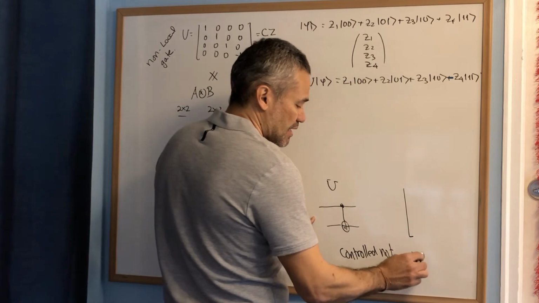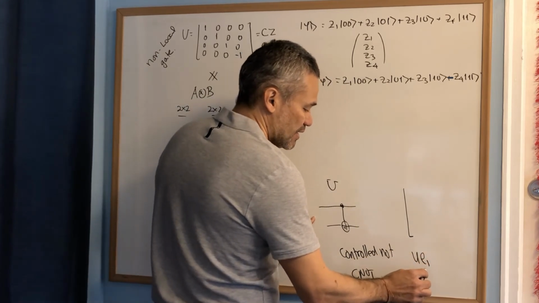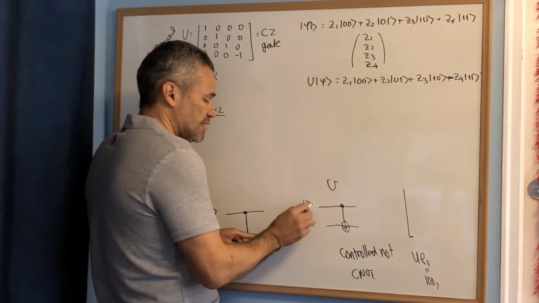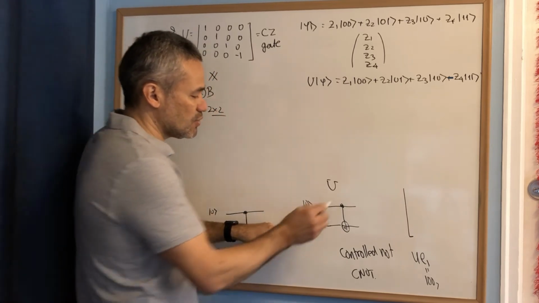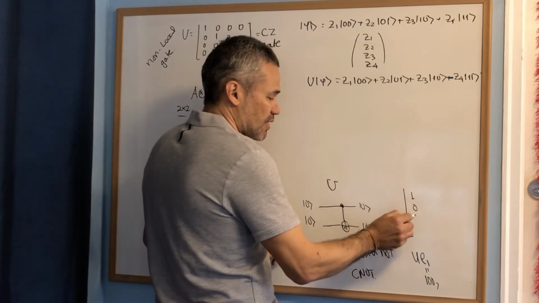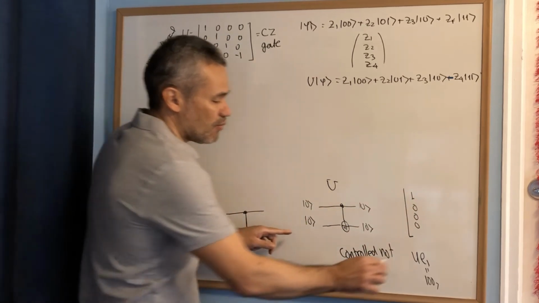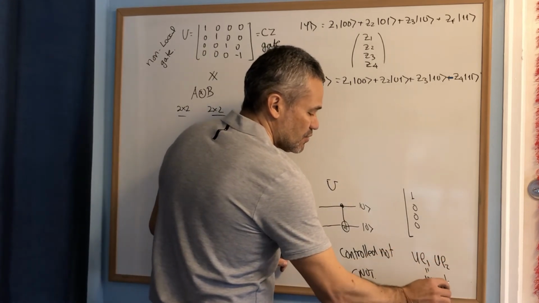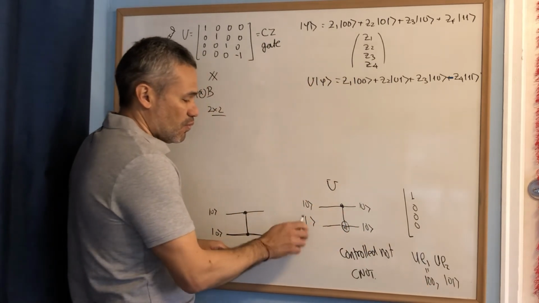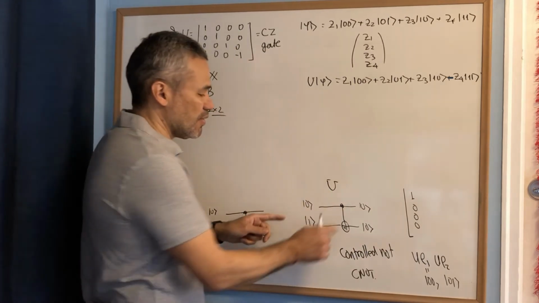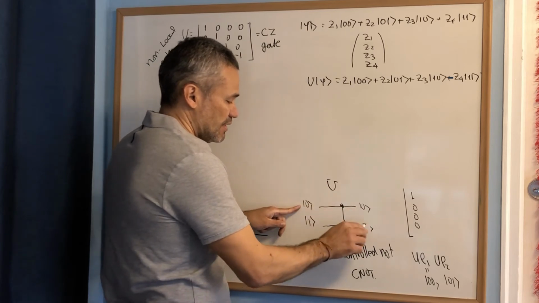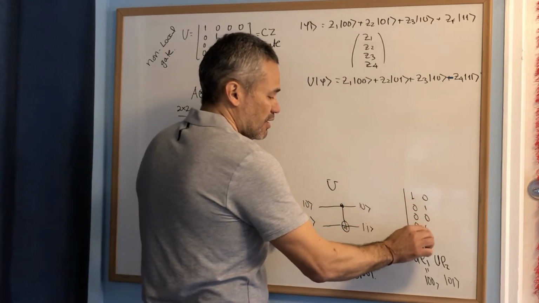Then we need to know what is U of E1. Remember that E1 is this state, and then we have here this state, and this state will go to the same. That means that we have the vector E1. Now, what is U of E2? E2 is this state. That means that qubit 1 is at 1, and qubit 2 is at 0. Since the control qubit is at 0, nothing happens. Then we end up with the same.